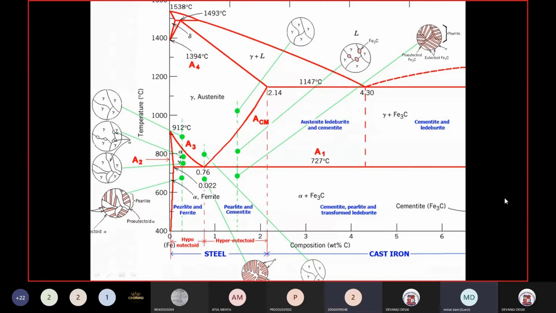Now I am telling about the steel that has been made, and on top of it we are doing heat treatment. That's why it is in a solid condition only.